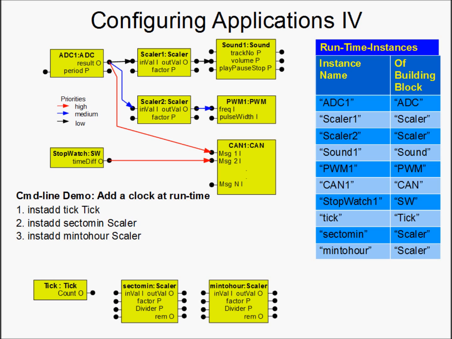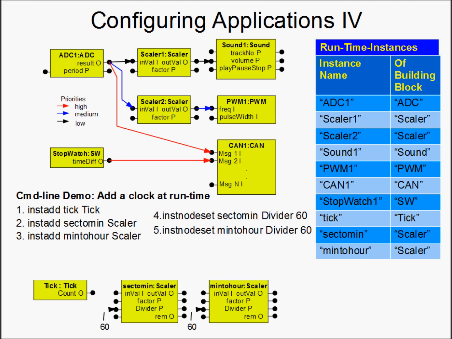To get hours, I do the same again and name it min to hour. Now I set the divider parameter to 60 for the sec to min scalar using the command inst node set sec to min divider 60. And the same again for the other scalar.